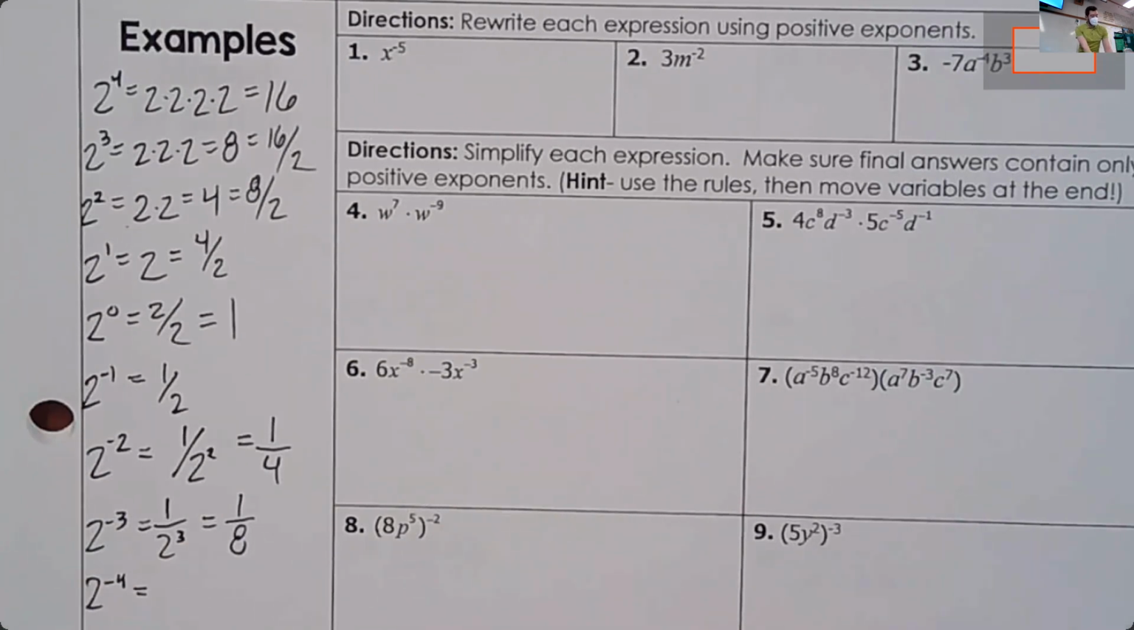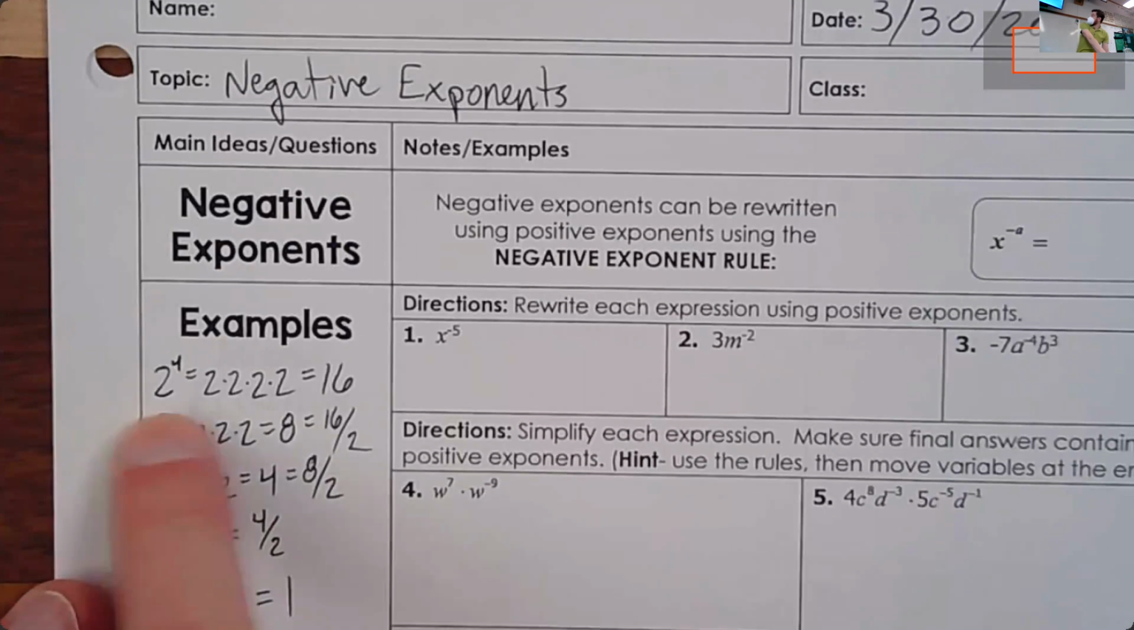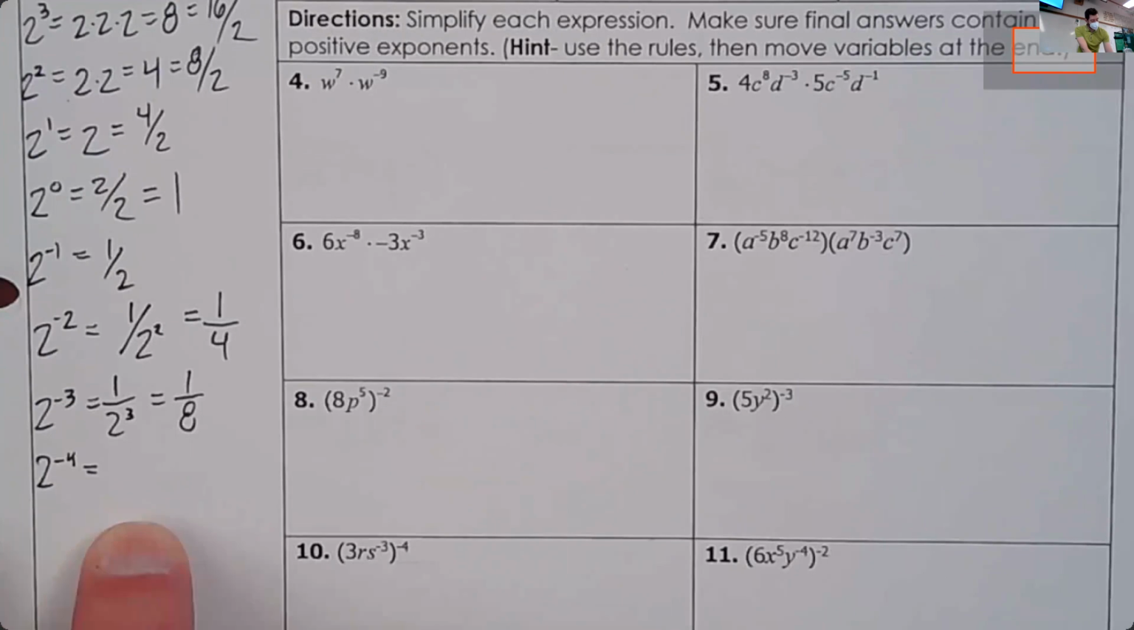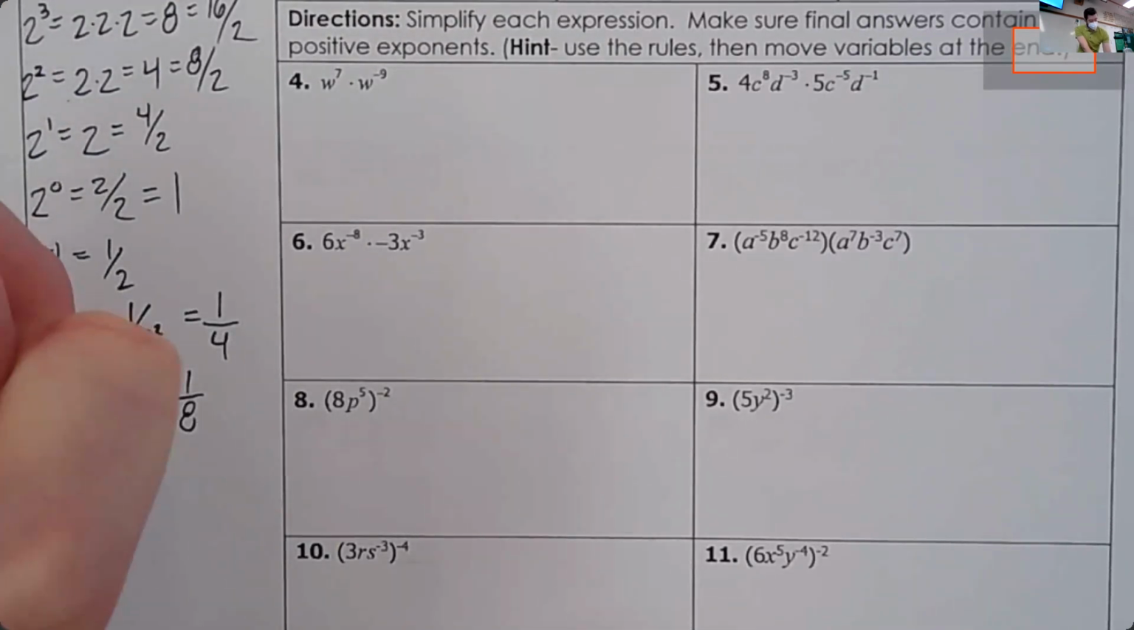1/16, exactly. 2 to the fourth power was 16. 2 to the negative fourth power is just 1 over that. So that would be 1 over 2 to the fourth power. And 2 to the fourth power is 16, so it's 1/16.